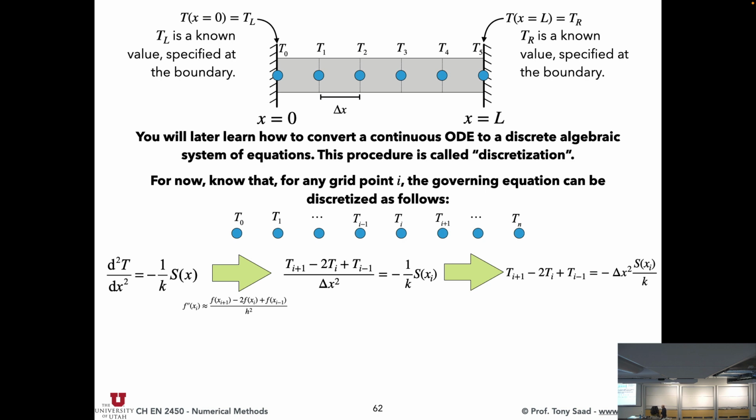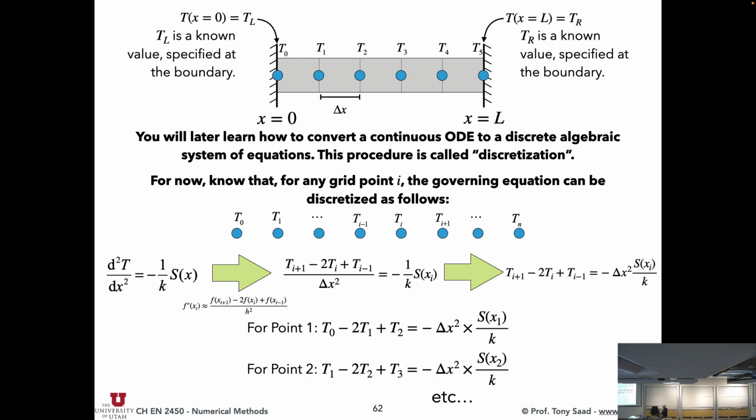So if you rearrange things a little bit, like I always say, put the unknowns on the left and what you know on the right, then there you go. You have an algebraic equation that is linear. And if you apply this at every point, as we will see in a second, you will get a system of equations. So for example, for point 1, i equals 1, you get T0 minus 2 T1 plus T2 equals minus delta x squared S of x1 over k. Same thing for point 2 and so on.